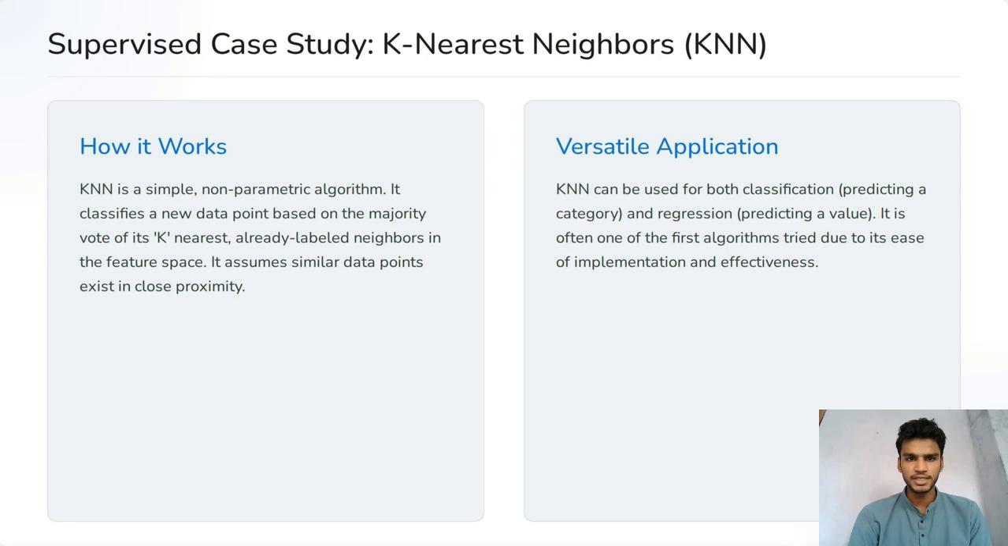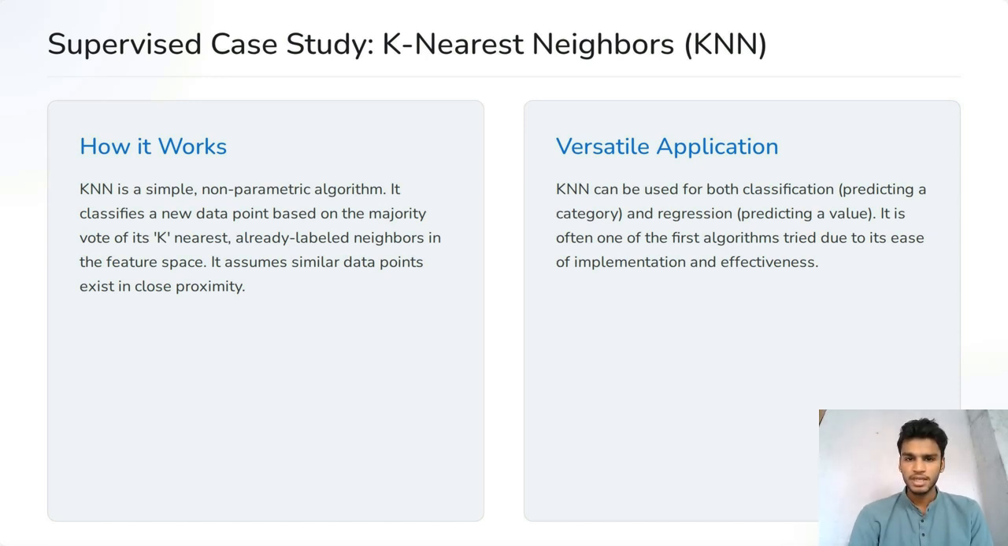Supervised case study: K nearest neighbors. How does it work? KNN is a simple, non-parametric algorithm. It classifies a new data point based on the majority vote of its k nearest already labeled neighbors in the feature space. It assumes similar data points exist in close proximity.